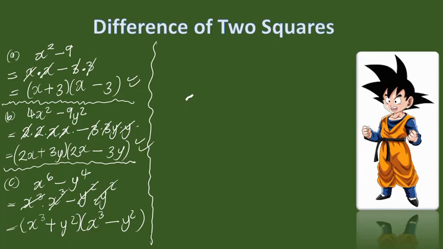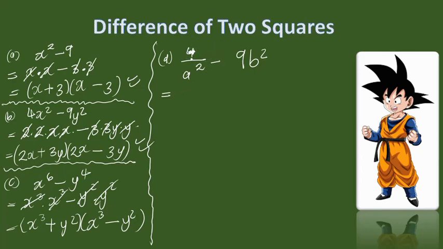Let's get another one. We have 4a raised to 2 minus 9b raised to 2. Please pause the video and try to solve this on your own first before you proceed to see the solution. I know some of you are not pausing the video.